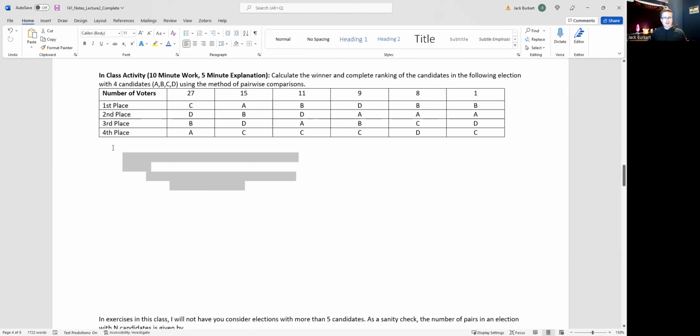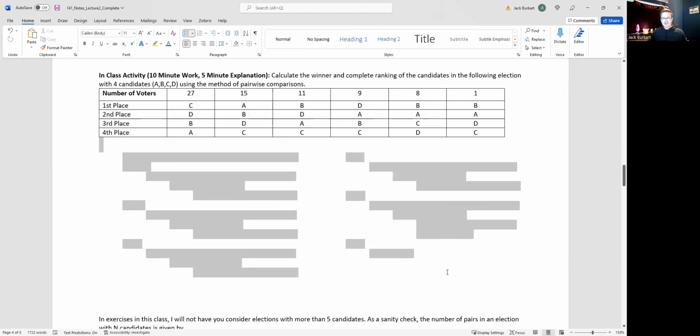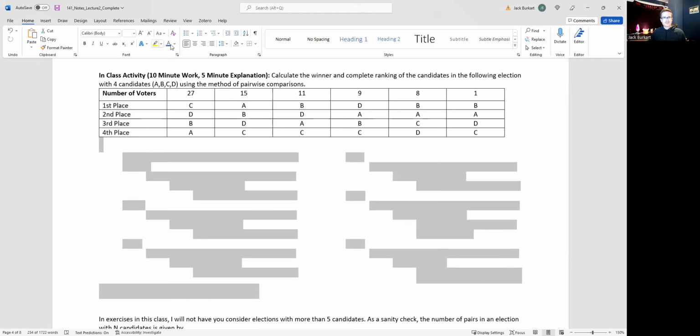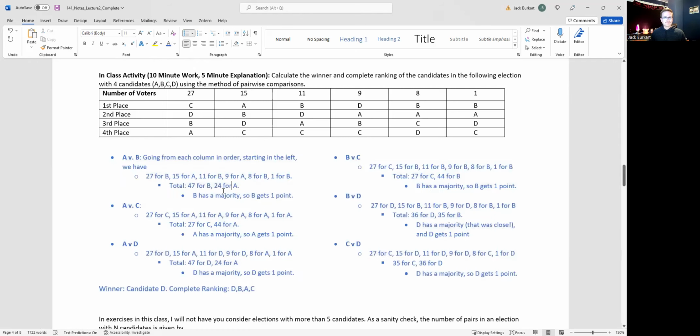All right, everyone. I hope that you found some success in finding all 6 of those pairs. Hopefully you at least found a few of them. But the important thing is that we find all the possible pairs. And the solution to that is that all of the pairs are given as follows. We have the pair A versus B, then we go down, A versus C, and then A versus D.